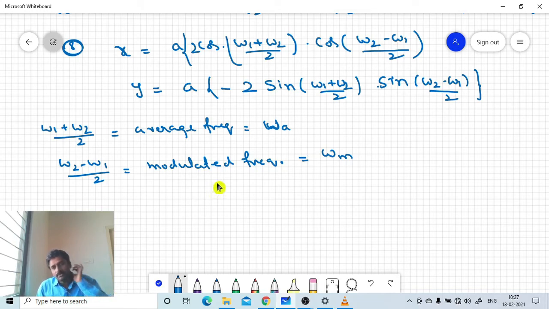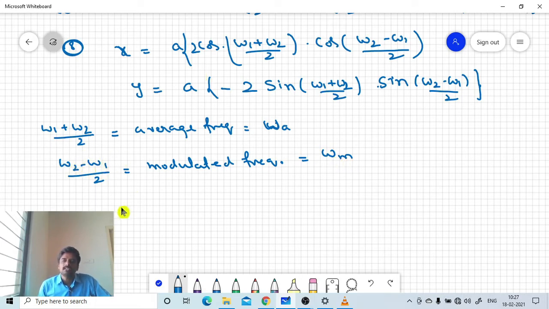But here we need to know this. The average frequency we can take as the constant term, because it is addition only, but the other depends upon the subtraction of these values. Simply we are adding these two, but here the subtraction depends upon this variation. So depending upon the frequency values, we will get the modulating frequency, omega m.